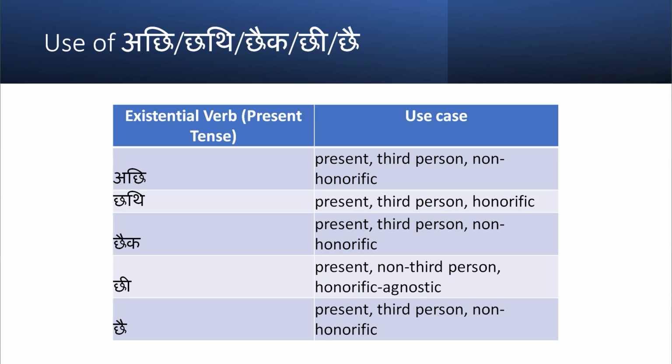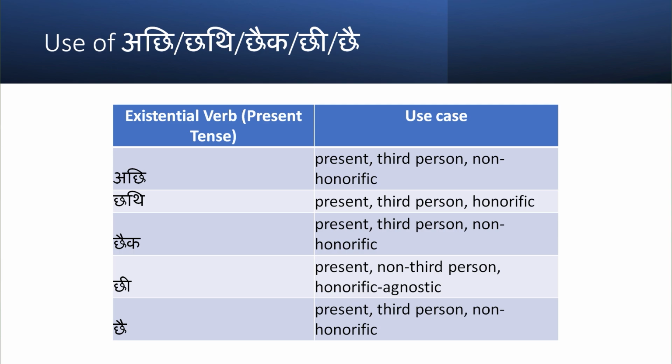It is a present tense marker, but it is used only when you have the subject as the third person and when you are being non-honorific. Then you have chati, which is present again, and it is third person again, but this time it is honorific. So, difference between achi and chati is that achi is non-honorific or honorificity agnostic, and then chati is honorific.